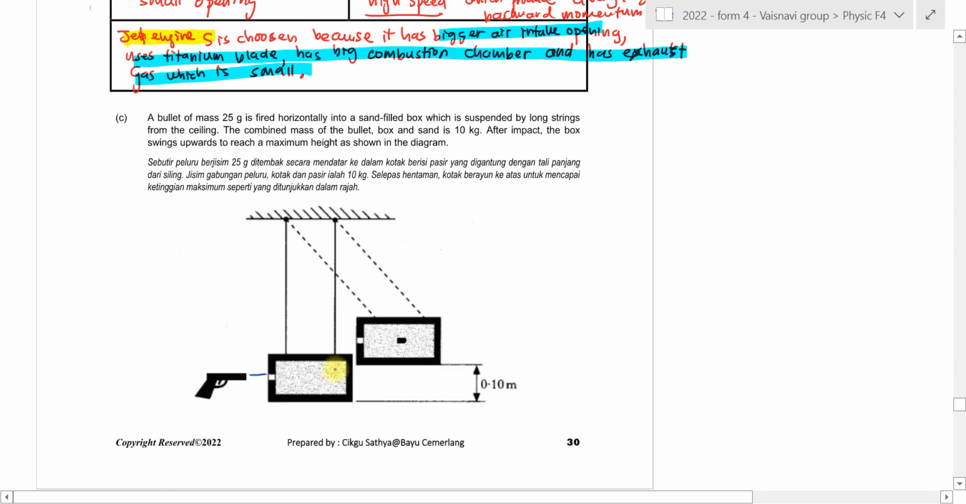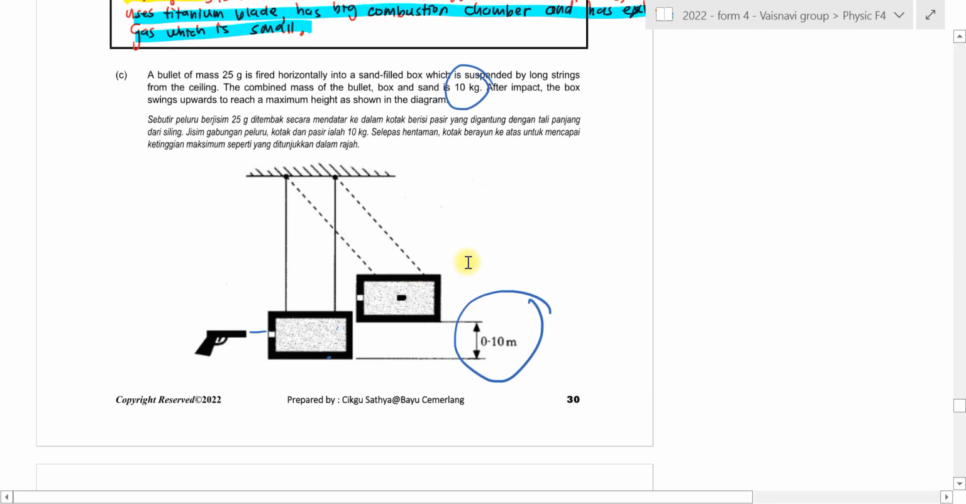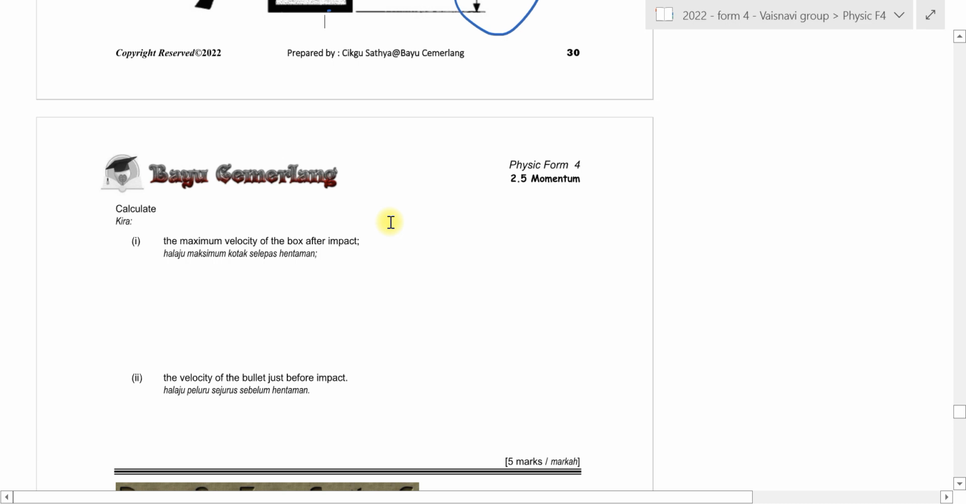Oh, okay. Lepas kamu dah tembak, okay, you punya bullet dah ada ke dalam. The box, the sand, and the bullet all together 10 kg lah. After the impact, the box swing upward to reach a maximum height as shown in the diagram. That is, dari sini dia terbang sampai 0.10 meter. That is about 10 centimeter lah. Alright. Now the question. Calculate the maximum velocity of the box after the impact.